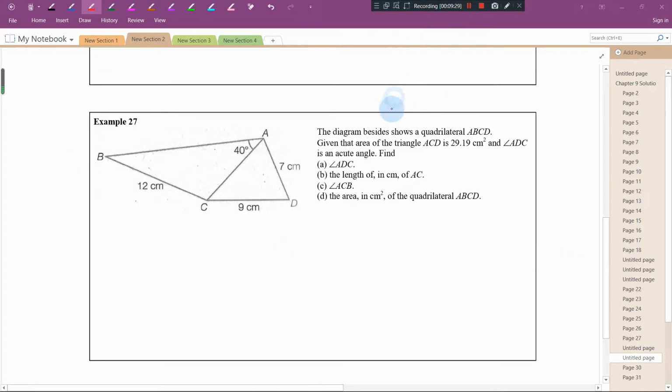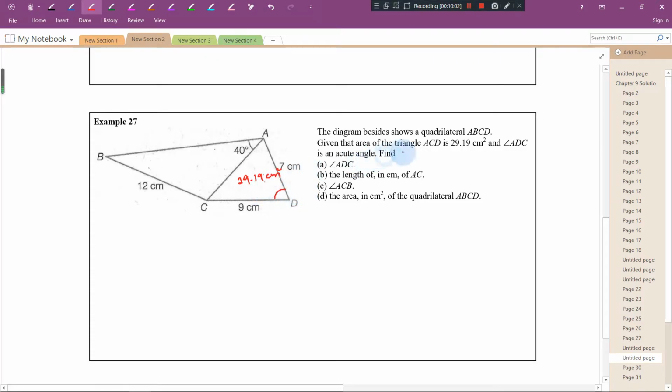Let's try one more question. The diagram beside shows a quadrilateral ABCD. Given the area of triangle ACD is 29.19 square centimeters, and the angle ADC is an acute angle, it means less than 90 degrees. Find the angle ADC. We want to find this angle. So how do we get this angle?